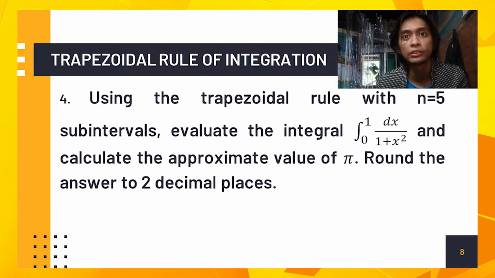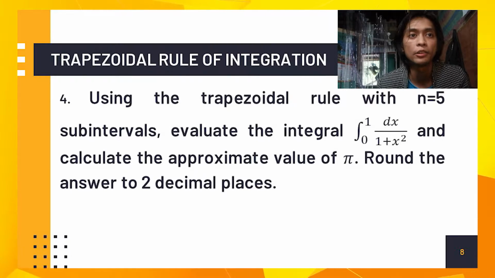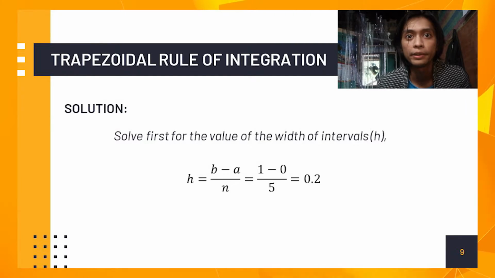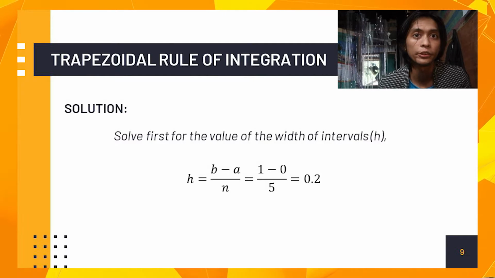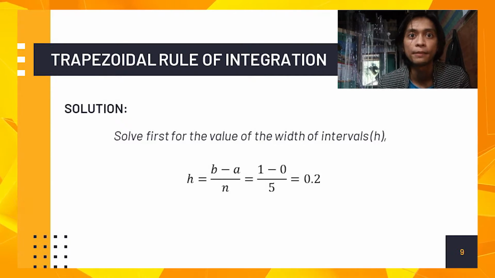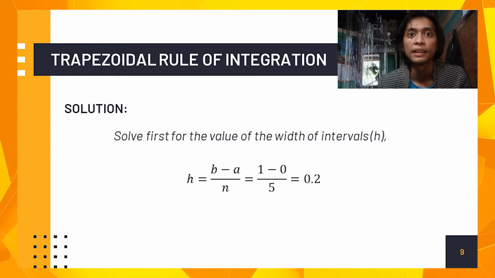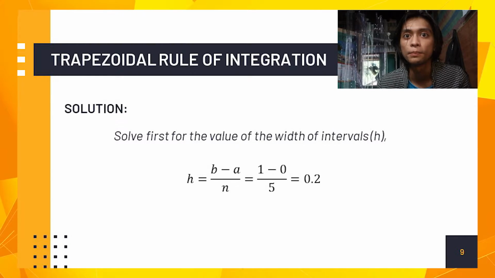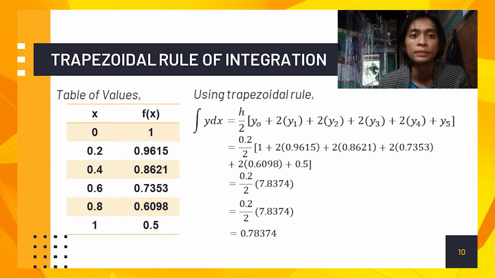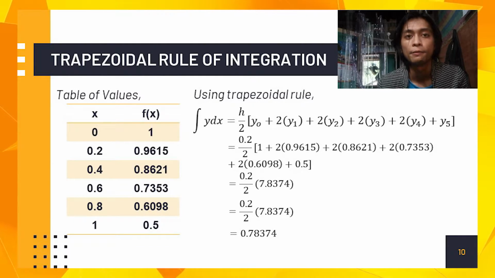Before proceeding on answering, first we must find the value of h. In order to get the value of h, we have a formula for it, which is h equals b minus a all over n. Then we simply substitute the value of b, which is 1, the value of a, which is 0, and the value of n, which is 5. Solving for h, we get 0.2. Now we can proceed on solving for the integral of dx over 1 plus x squared with upper and lower limits of 1 and 0.